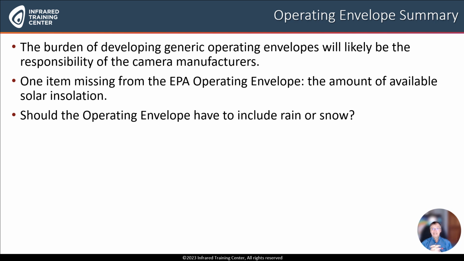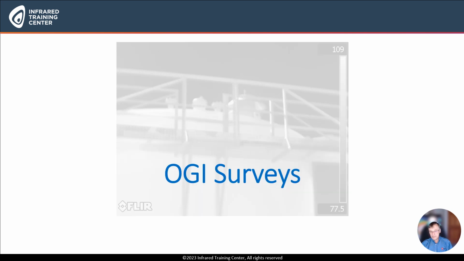One item that's missing from the EPA operating envelope is the difference between night and day, and the difference between a cloudy day and a sunny day. We need some of that energy in the back. So this is something that I think manufacturers can't account for all of, but the individual owners and operators should. And also, if you're in an area that gets a lot of snow or a lot of rain, I believe that you should include the limitations for your operators there.